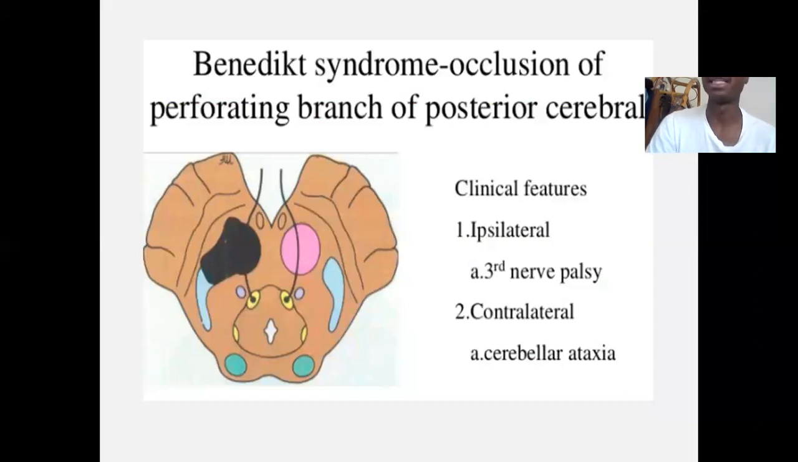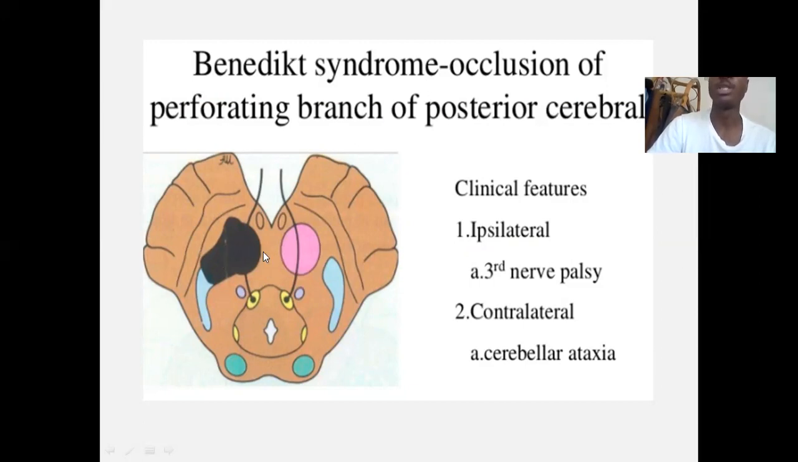Then you have what is known as Benedikt syndrome, which is basically your paramedian midbrain syndrome. In this syndrome, you're going to include the red nucleus. So you're going to have an ipsilateral third nerve palsy. Then you're going to have a contralateral cerebellar ataxia, because the superior cerebellar peduncle decussates at the level of your inferior colliculus. Then from there, those fibers go to the contralateral red nucleus, which will then project to the cerebral cortex. So that will be Benedikt syndrome.